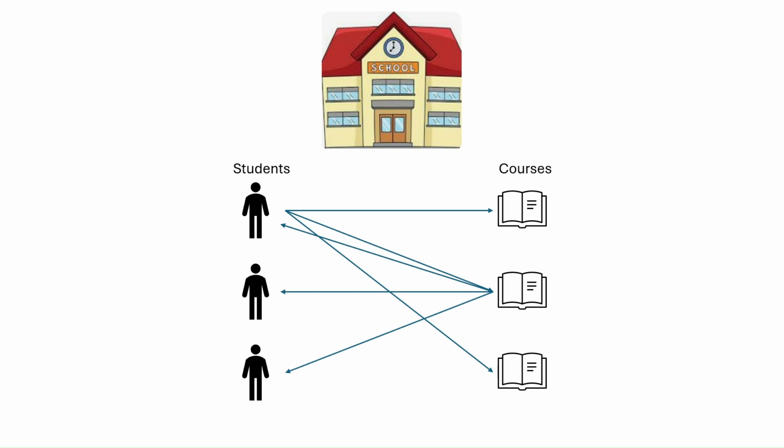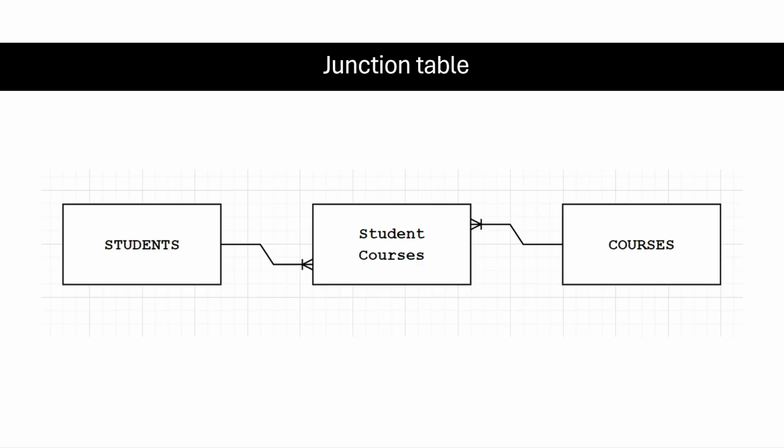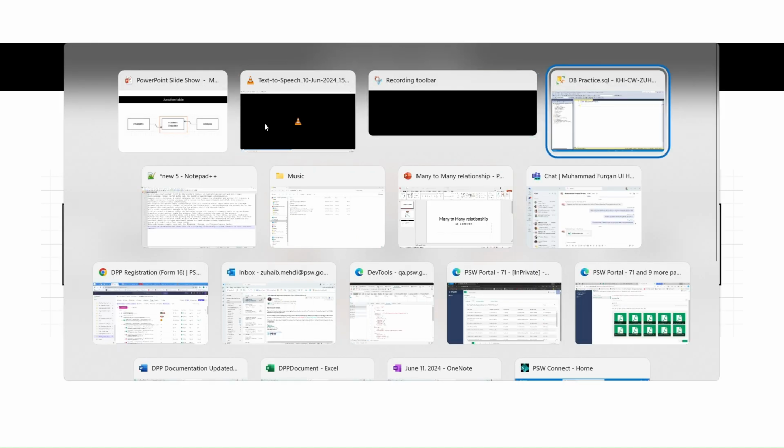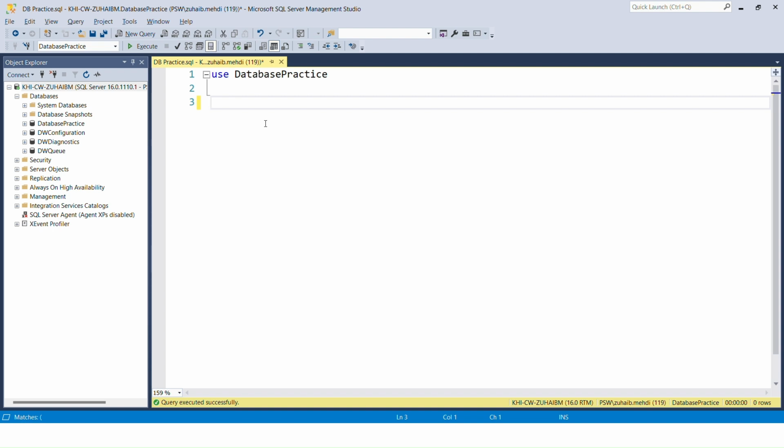The solution for many-to-many relationships lies in a junction table. This table acts as a bridge between the two original tables. It contains two foreign keys, one referencing the primary key of the students table and another referencing the primary key of the courses table. Let's create a practical example in SQL Server.